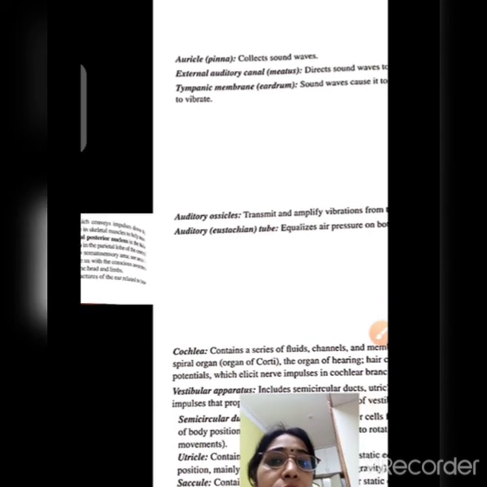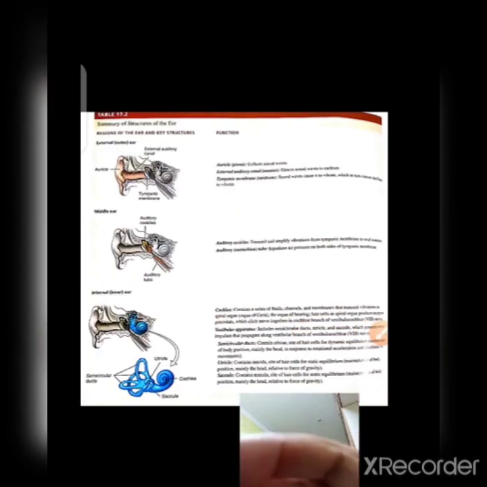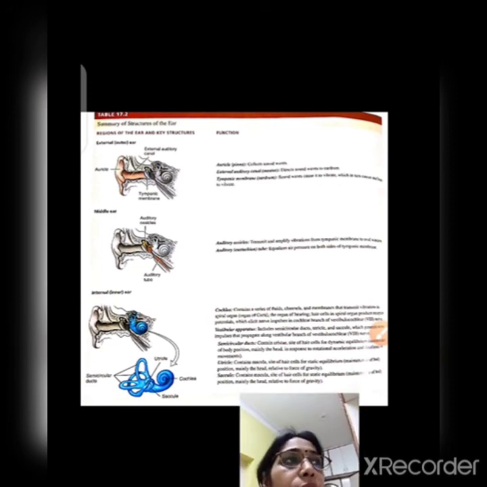So this is basically all the structures, and then how they maintain the equilibrium and how they take the sound waves.